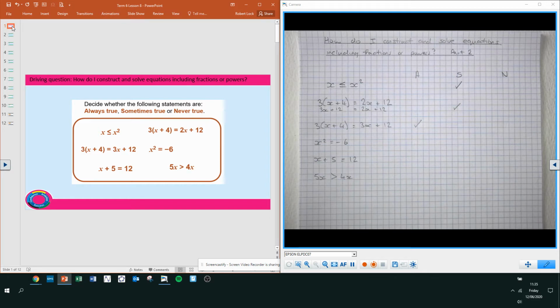Next. x squared equals minus 6. Well, when you square a negative number, for example, minus 3 times minus 3, we end up with a positive. So x squared will never be minus 6.